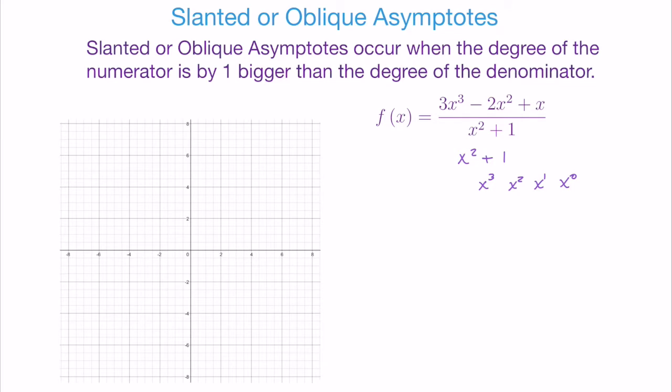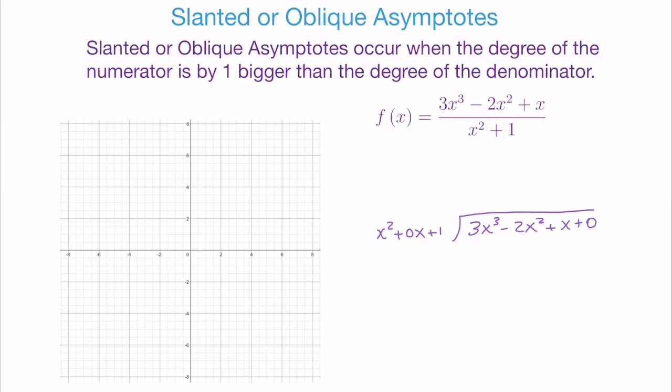In the case of x squared plus 1, the first power does not appear, and we have to write x squared plus 1 as x squared plus 0x plus 1. So we insert a 0 in the places where we have a gap. And we want to divide 3x cubed minus 2x squared plus x, and then the 0th power is missing, so we have to write a 0. We want to divide that by x squared plus 0x plus 1.